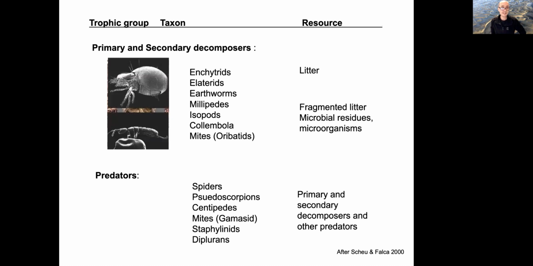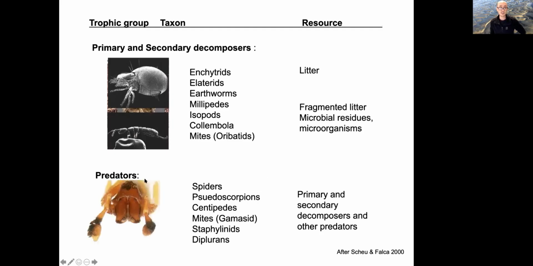These are mites and collembola. Here's the mites up on the top here, and collembola, very diverse group, highly speciose. The oribatid mites in particular are some of those primary decomposers that actually feed on fragmented litter and microbial residues.